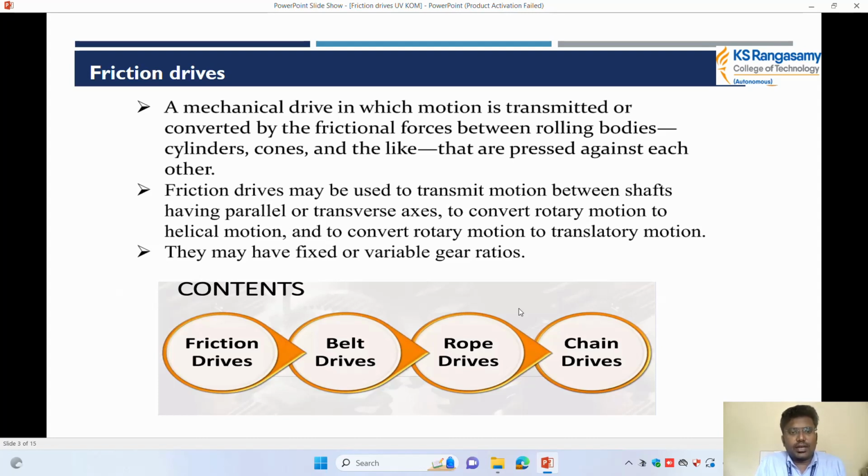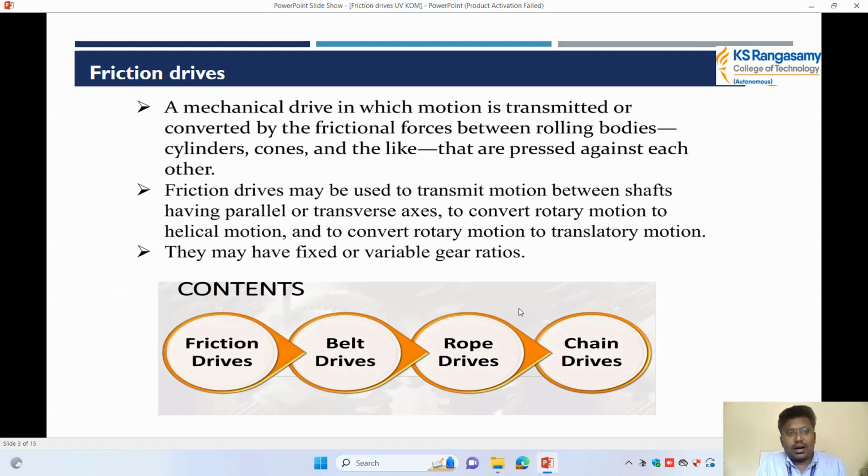The friction drive may be used to transmit motion between shafts having parallel or transverse axes, to convert rotary motion to helical motion, and to convert rotary motion to translatory motion. They have a fixed or variable gear ratio.